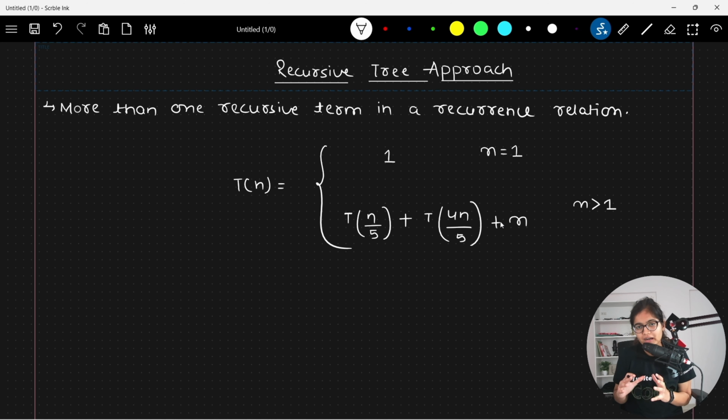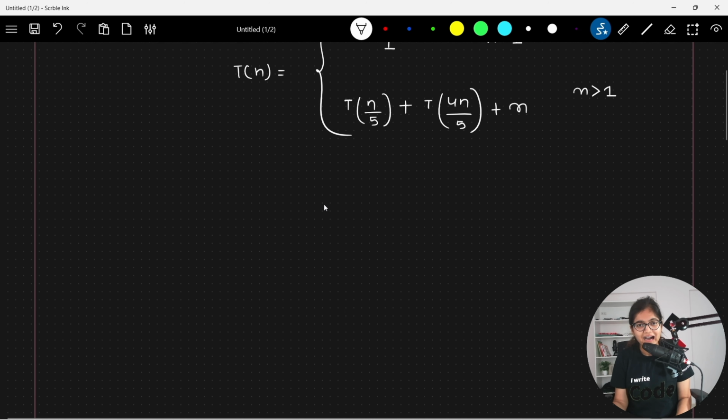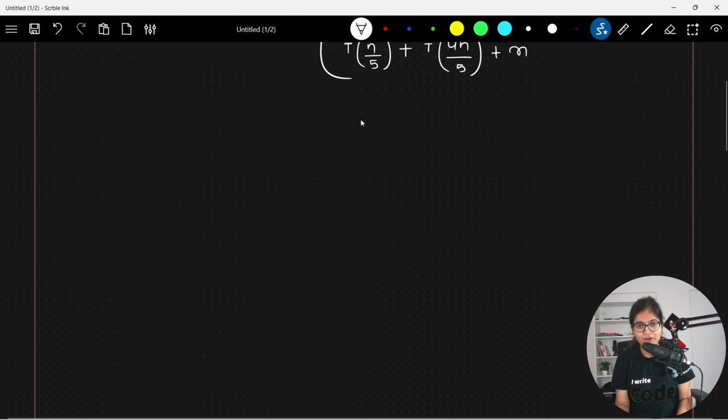If you remember, so far we have discussed the substitution method, and there we saw that there is only a single recursive term in terms of T. This is called a recursive term. Now, if we have more than one recursive term, how can we solve that? There is only one method with the help of which you can solve it, and that is what we are discussing today, the recursive tree method.